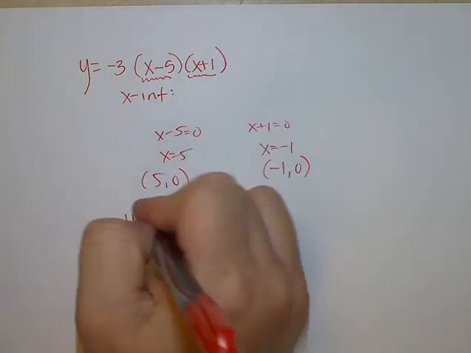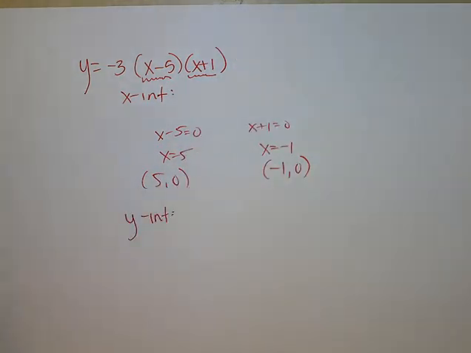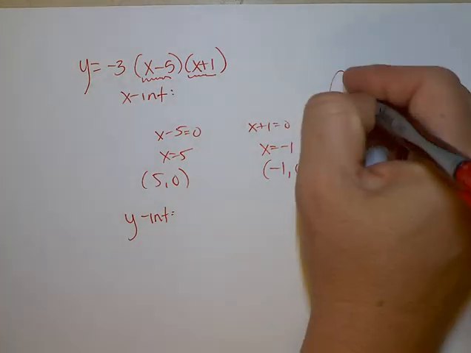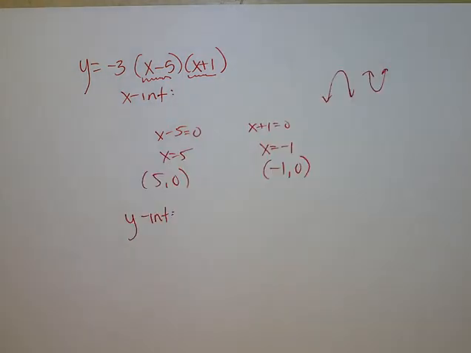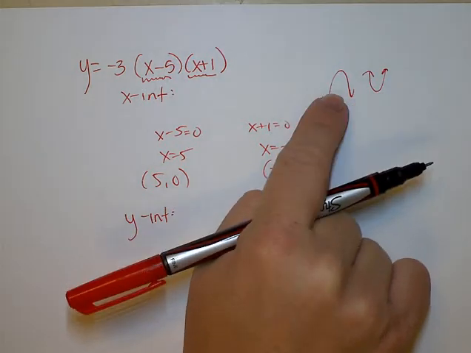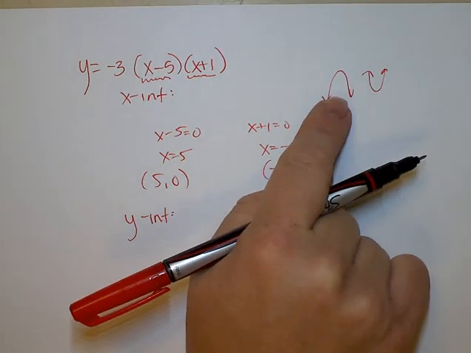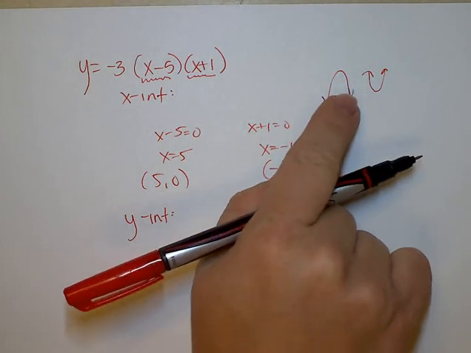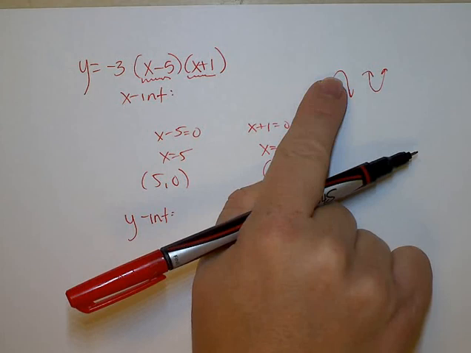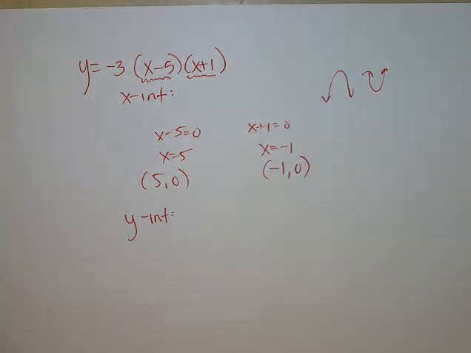What is the y-intercept? As you remember, quadratic functions are parabolas that open up and down. Every quadratic function has one y-intercept. Not 0, not 2, not 3. Quadratic functions are parabolas that open up or down and have one y-intercept.